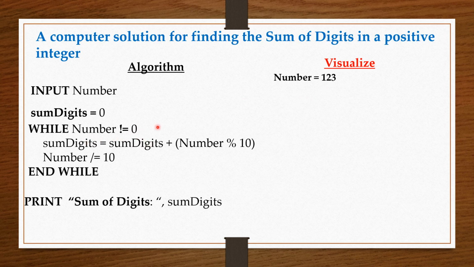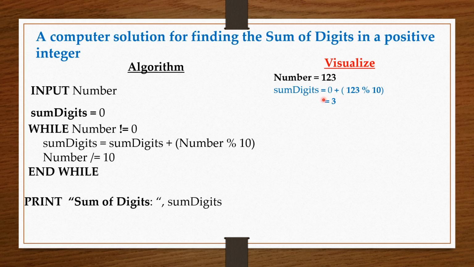So we can enter for the first time and execute this block of code. So SumDigit equals SumDigit plus number modulus 10. So we have SumDigit equals 0 plus 123 modulus 10, which gives us 3. Now we have the 0 because we've initialized SumDigit to be 0. So we get SumDigit to be 3 in the first loop.